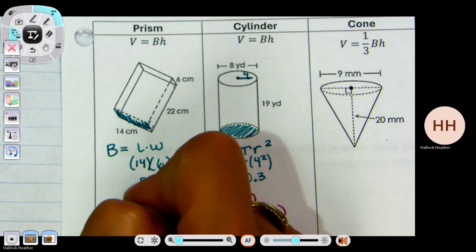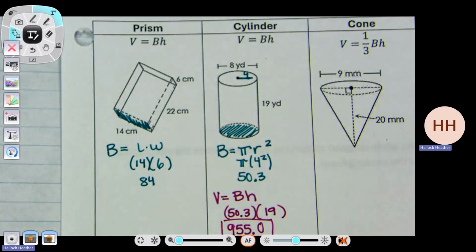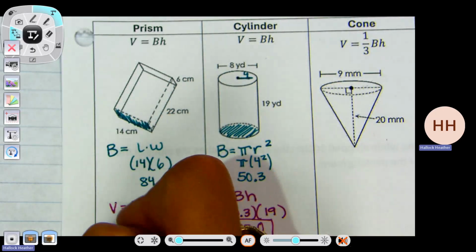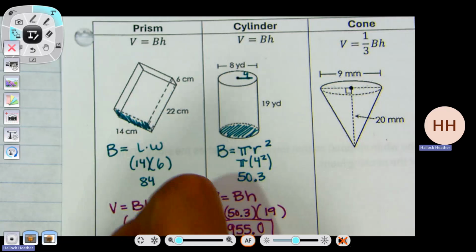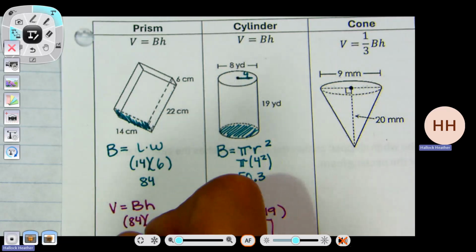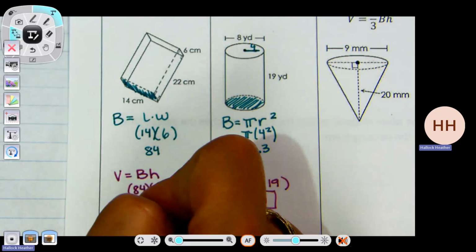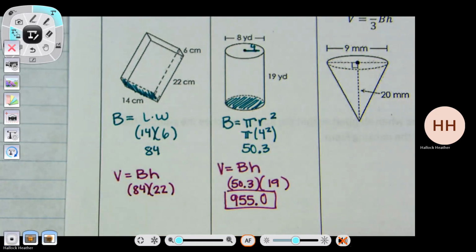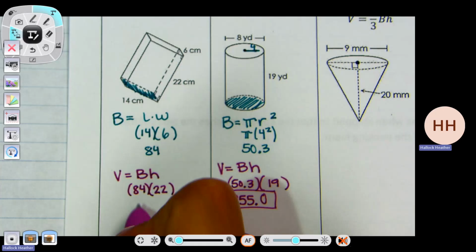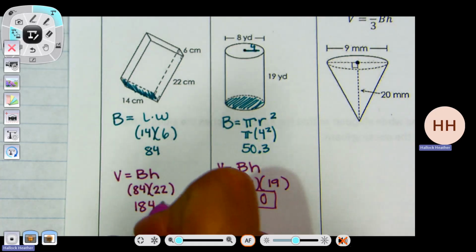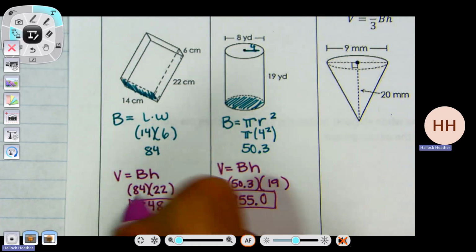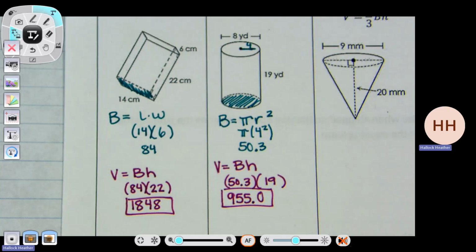84. Now I'm going to use my volume formula, which is big B times H. Big B is 84. And then all I have to do is multiply by the height, which is how much? 22. 1,848. So take a second, try number 1 at the bottom, your rectangular prism down at the bottom. They're not too bad.